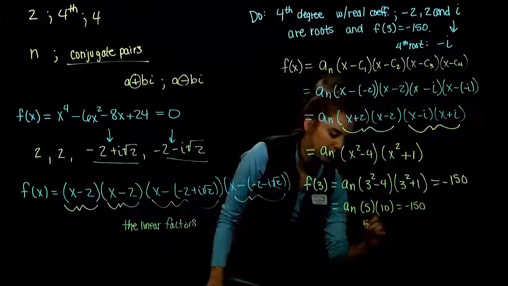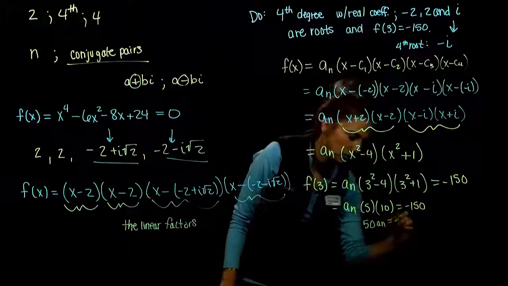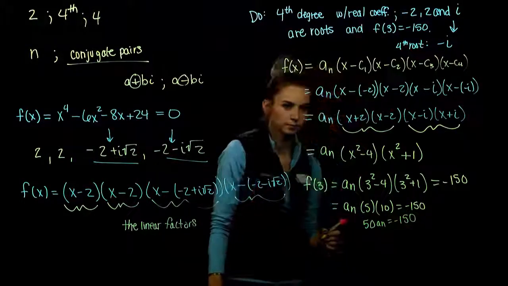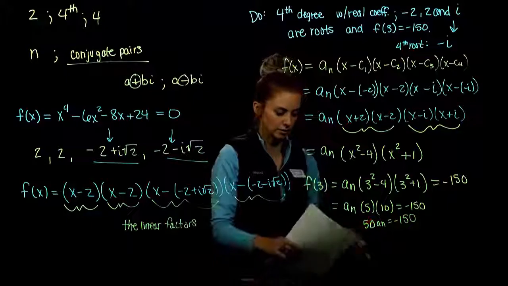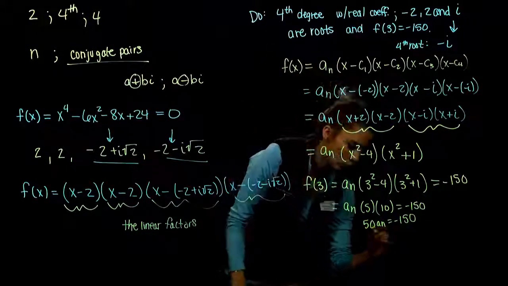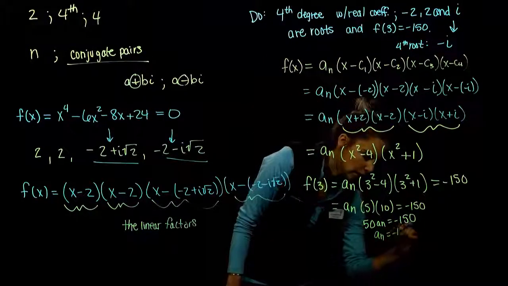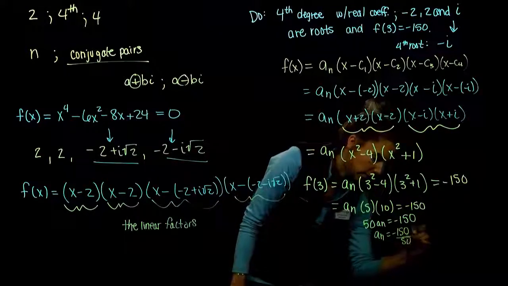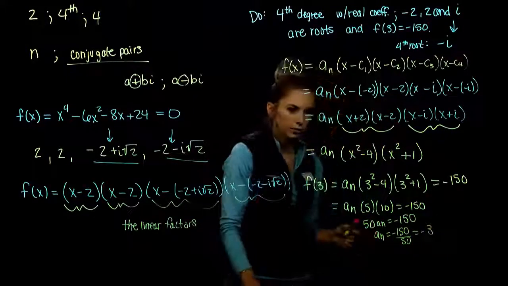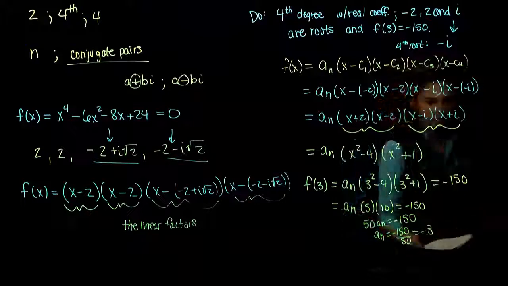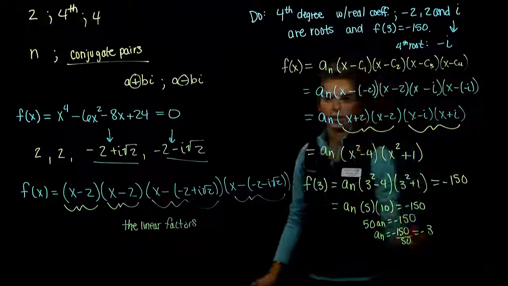So we've got 50 an is equal to negative 150. So what does that mean for our constant out on the front? An is going to be what? Negative 150 divided by 50, which is negative 3. So we know the constant out on the front has to be negative 3.